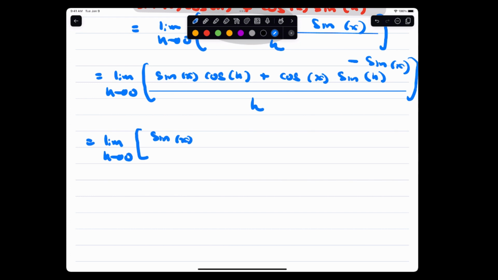So what I'm going to do now is this. I want you guys to notice this here. Sine x gets factored. We factor out sine x, I believe. Let me double check. Yes. So we have sine x, and you're going to have cosine h minus 1, and I'm going to leave this over that h.